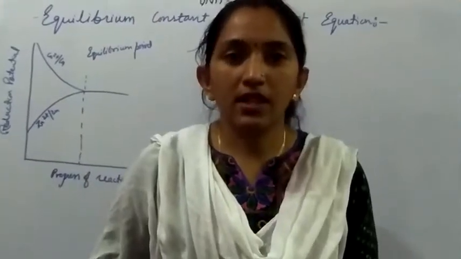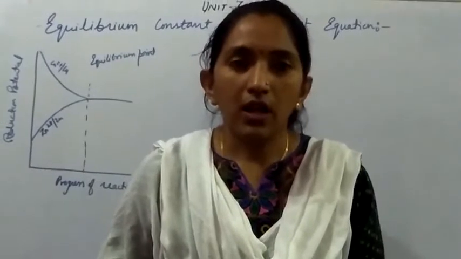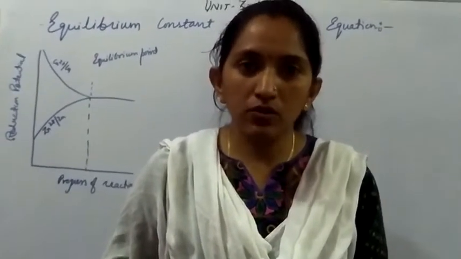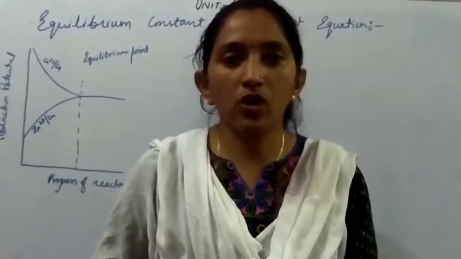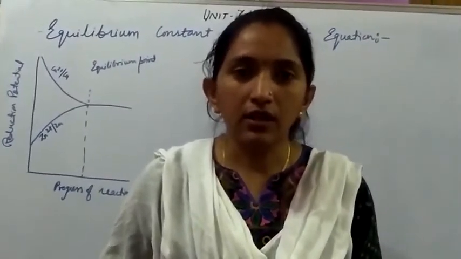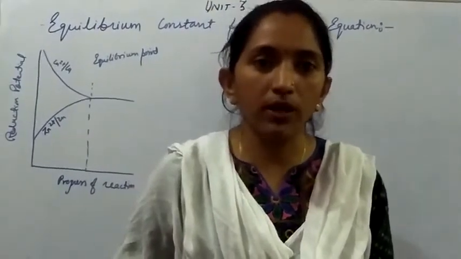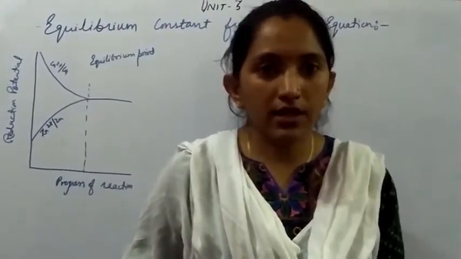The EMF of the cell is calculated with the help of the Nernst equation. Now, the EMF of the cell can be used to find out the equilibrium constant of a reaction. Now here let us consider the Daniell cell where we have got the zinc and copper half cell reactions.